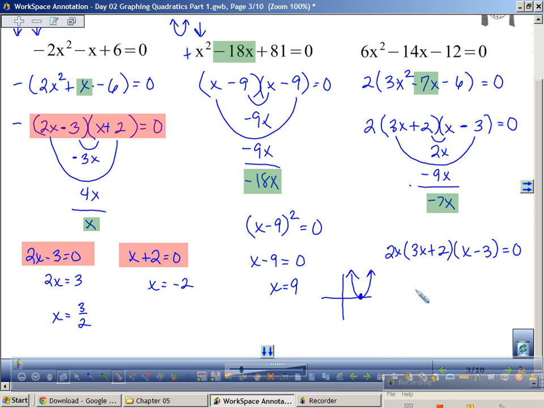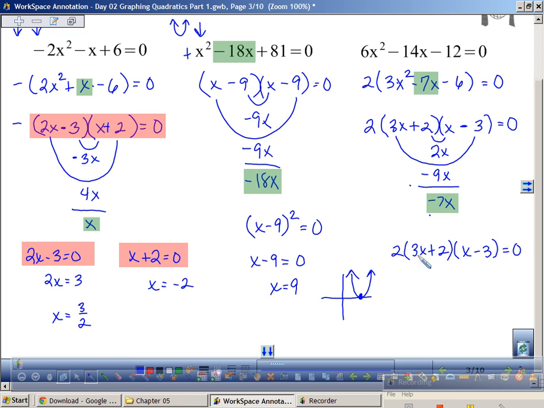Because if I put 2x next to a 0, what's x? X is 0. 2 times what makes 0? 0. Right? Divide by 2, divide by 2, x equals 0. But that's not what we have. You still need the 2 out there in your answer because it's factored out. You don't want to forget about it because it's still part of the equation. But when you're trying to find the x-intercepts, it doesn't help you out any at all. Does that make sense?